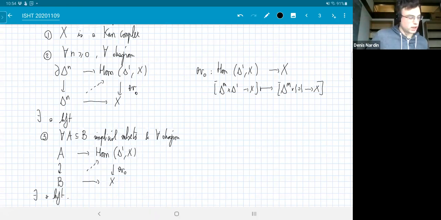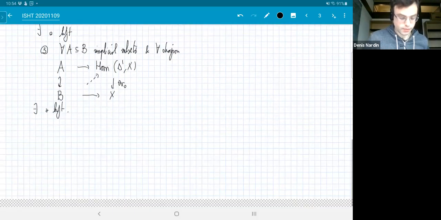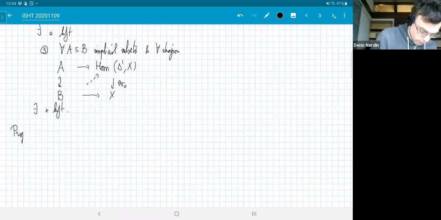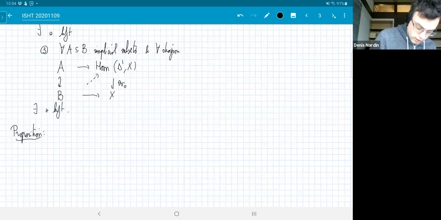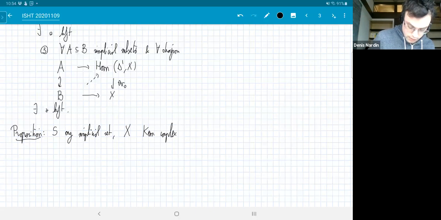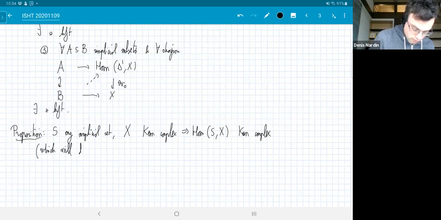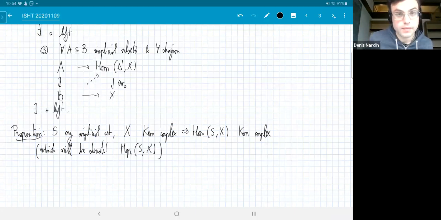Okay, before I prove the lemma, let me give you an application of it so you see why we are interested in it. So let me state a proposition. Let S be any simplicial set, X a Kan complex, then Hom(S,X) is a Kan complex, which will be denoted Map(S,X) and called the mapping space.